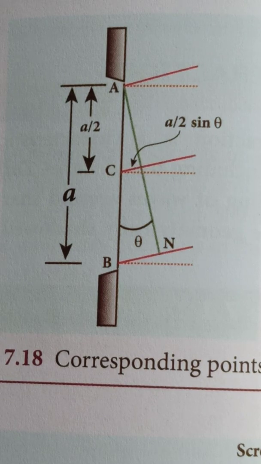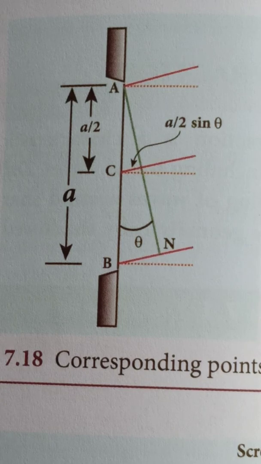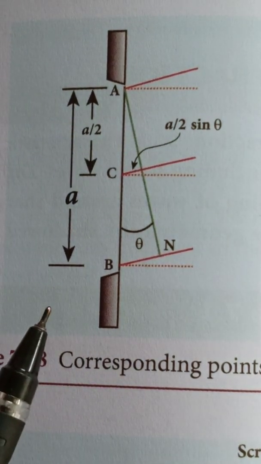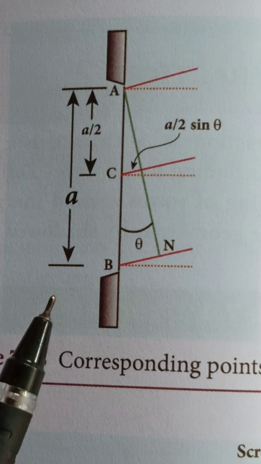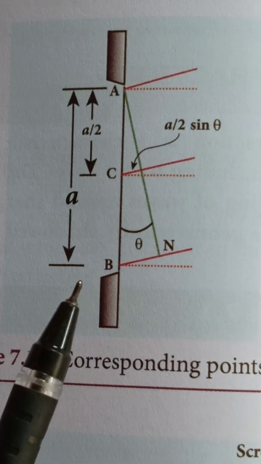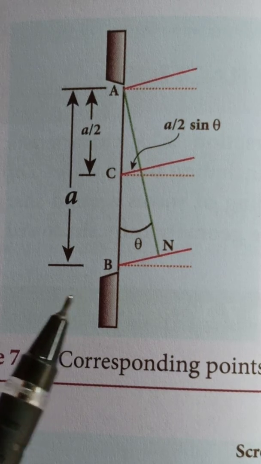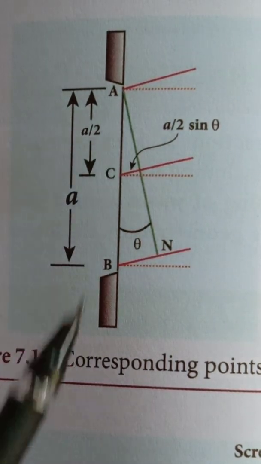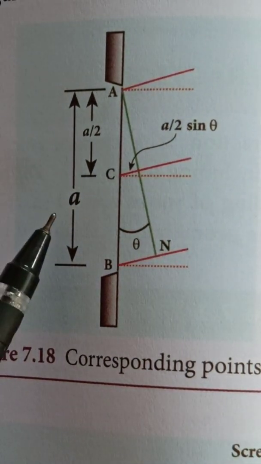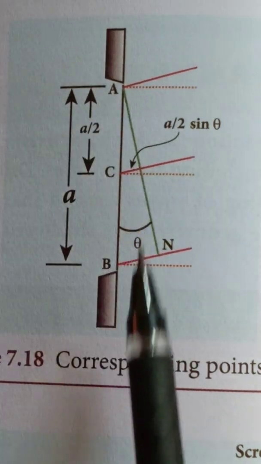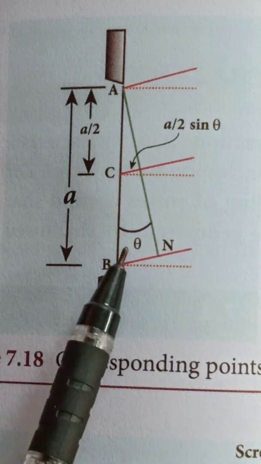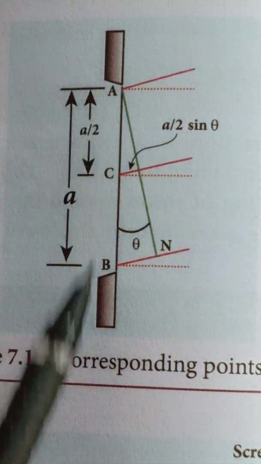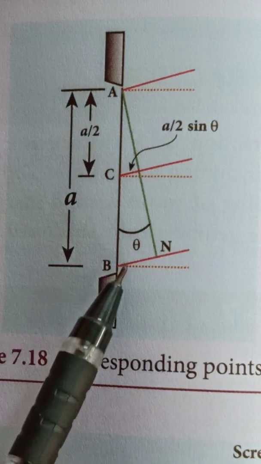First we see the condition for the point P to be a minimum. I told you the width will be divided into even parts to get minimum intensity at the point P. That is called destructive interference. AB is the width of the slit, say small a. This is a normal line drawn to make the interference at the point P. The angle here is theta.